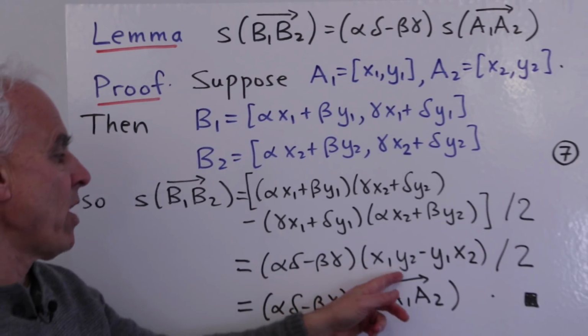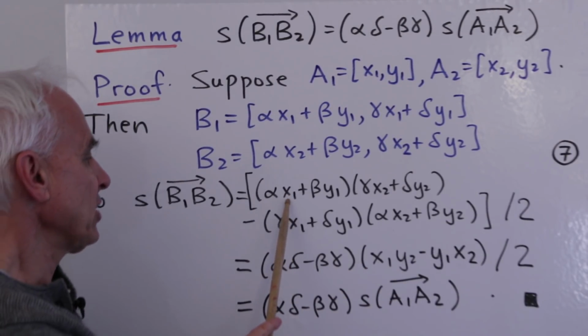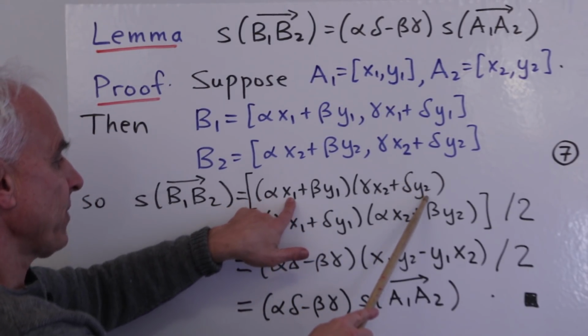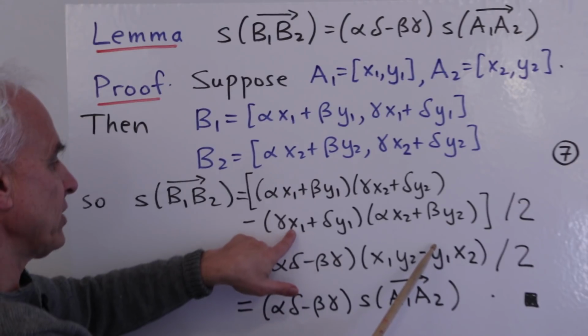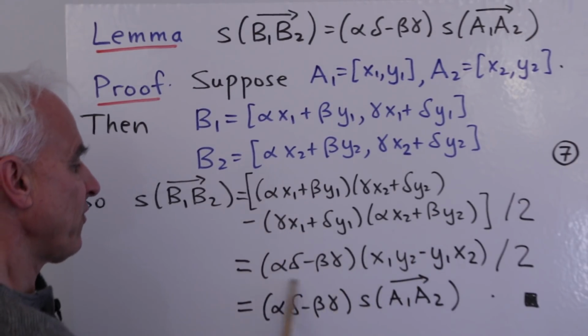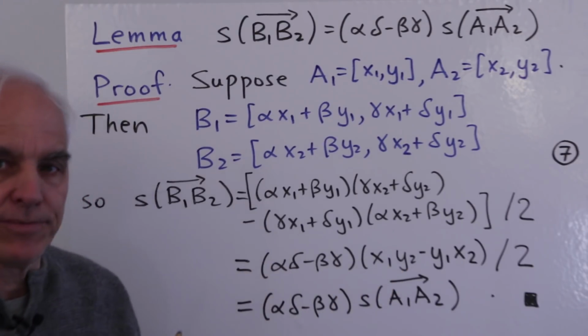What about, say, an x1, y2 term? We get an x1, y2 from this times this. That'll be an alpha times delta. And then also x1, y2 from here, minus gamma times beta. So we get this factor times x1, y2.